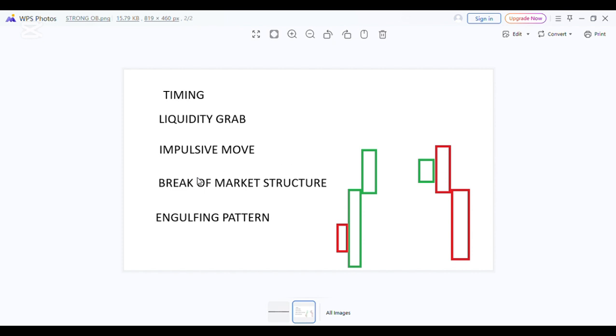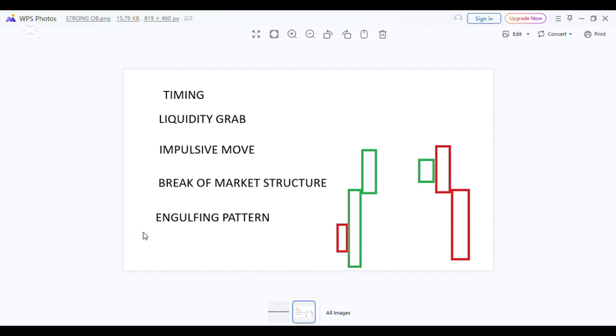So, the third rule is that it has to have an impulsive move. It has to have an impulsive move, jumping up and breaking market structure. The fourth rule is that it has to break market structure. So if there is no break of market structure, we cannot categorize it as a strong order block.